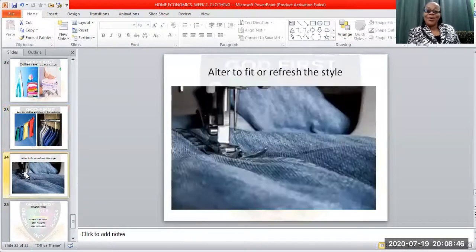Lastly, we said, whatever goes wrong with the dress, we should be able to mend it, adjust it, alter to fit, or refresh the style. When we need to refresh the style, we will need accessories to do that. This zipper is bad, mend it. Buttons off, mend it. Clothes are mendable.